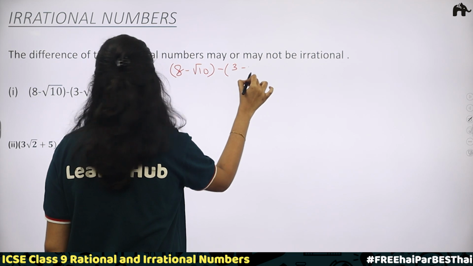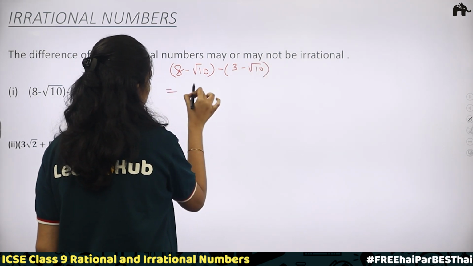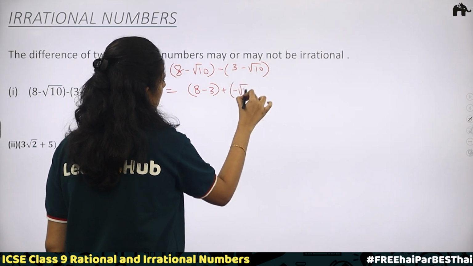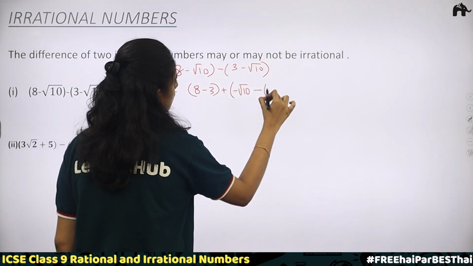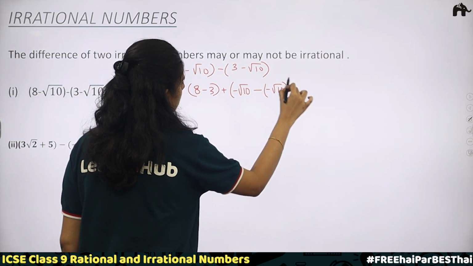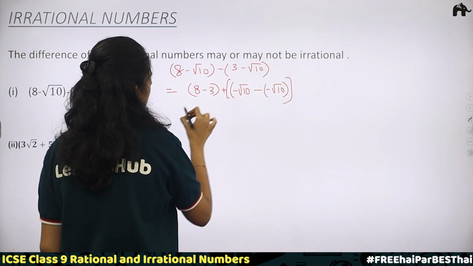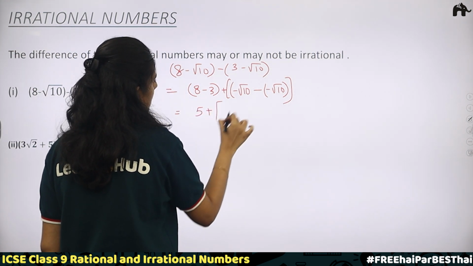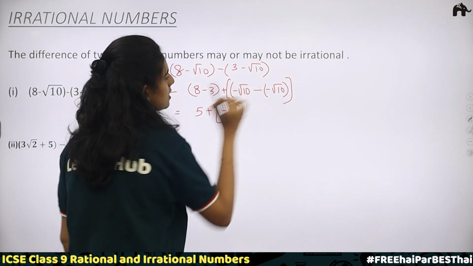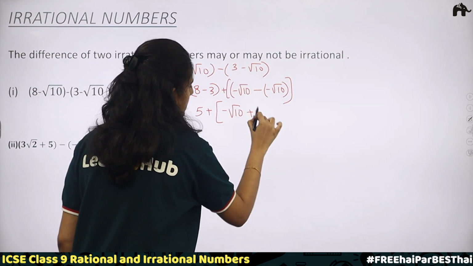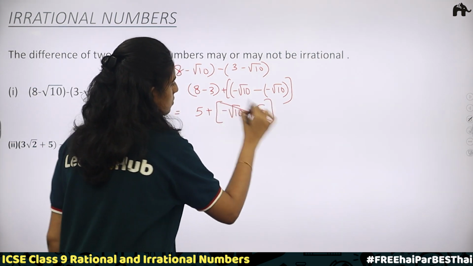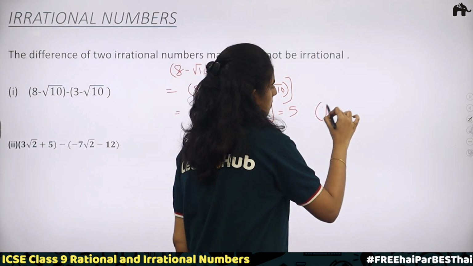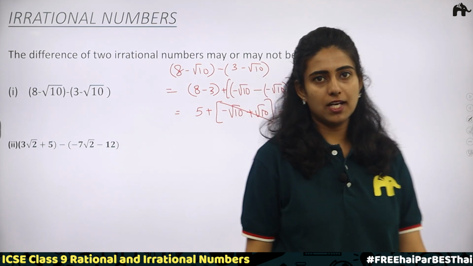minus 3 minus root 10, that is equal to 8 minus 3 plus minus root 10 minus of minus root 10. That is equal to 8 minus 3 is 5 plus minus root 10 minus of minus becomes plus root 10. Minus root 10 plus root 10 is equal to 0. You are getting 5, and 5 is a rational number. A rational number is represented by the letter Q.